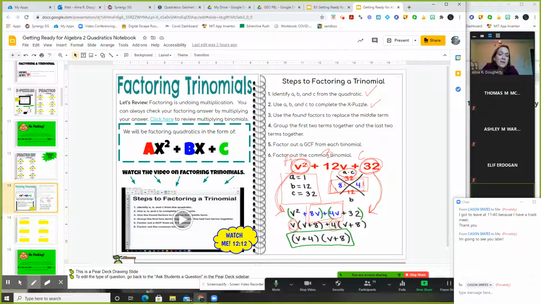Okay, so there's a lot of steps. There's 6 steps here. It's going to take us a while to master all of these 6 steps. You're going to be tempted to take shortcuts. Don't take shortcuts until you feel 100% sure about the process. Okay, that's my warning to you right now.